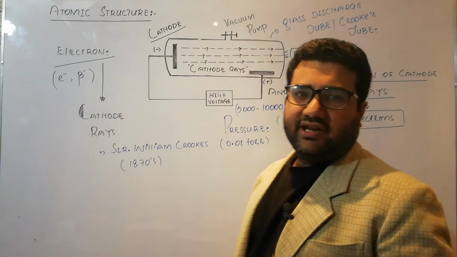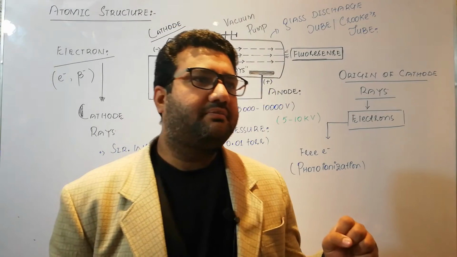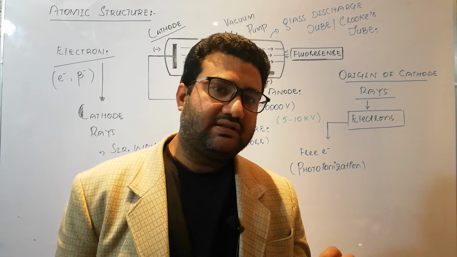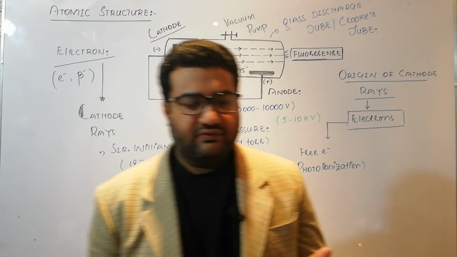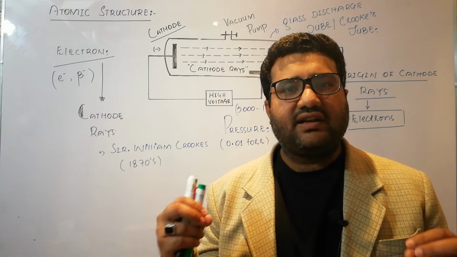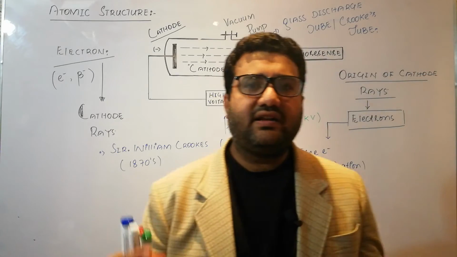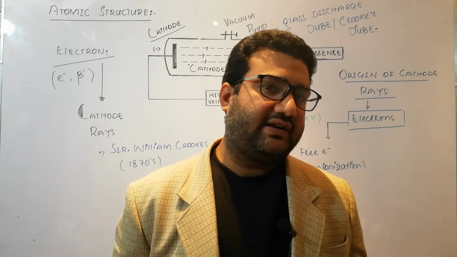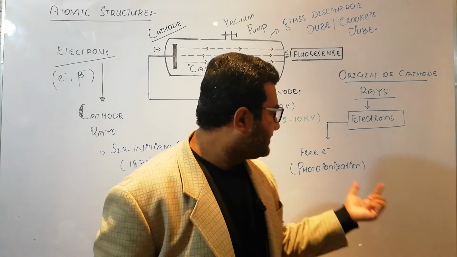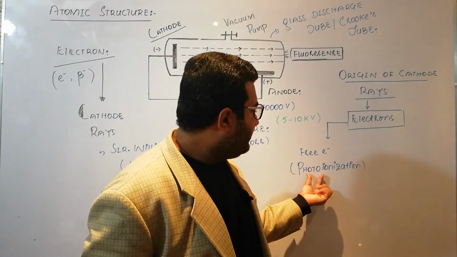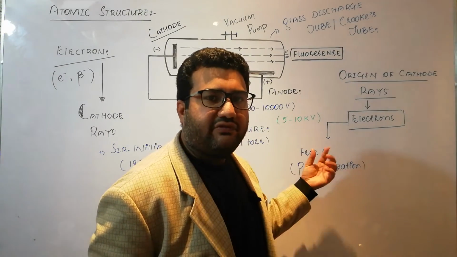Listen very carefully and keep this in your mind: every gas naturally consists of some free electrons. From where do these free electrons come? When sunlight falls on a gas, some of the atoms of the gas are ionized under the influence of the photons of light. This ionization is called photo-ionization, and it produces some free electrons.